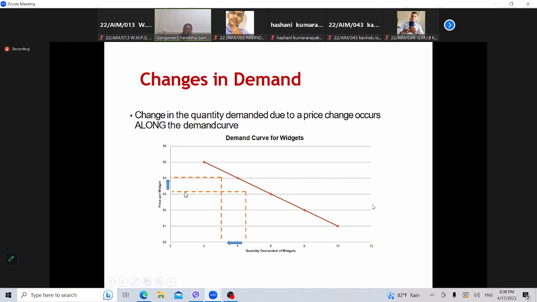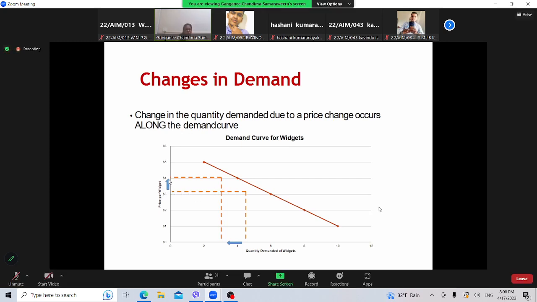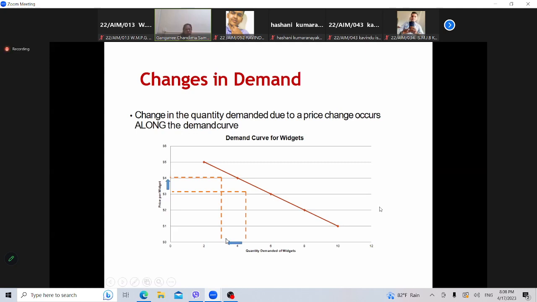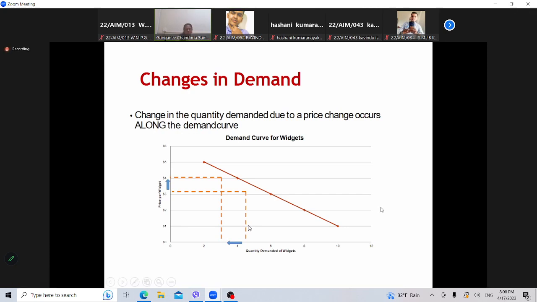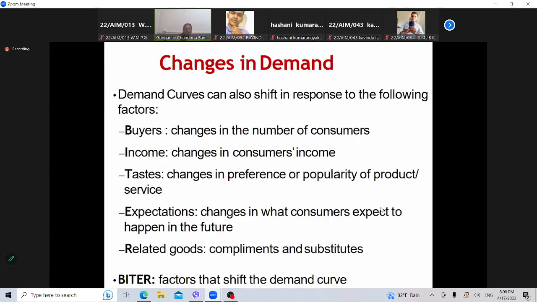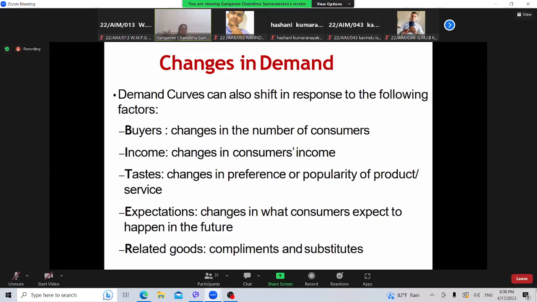Price is 53. When price increases to 54, the quantity demanded decreases to 2.4 something from 4.4. Okay. So see, inverse relationship. That is change in the demand curve. So you can remember easily what are the factors, or demand curve can also shift in response to the following factors. These factors you can remember the way I understood.